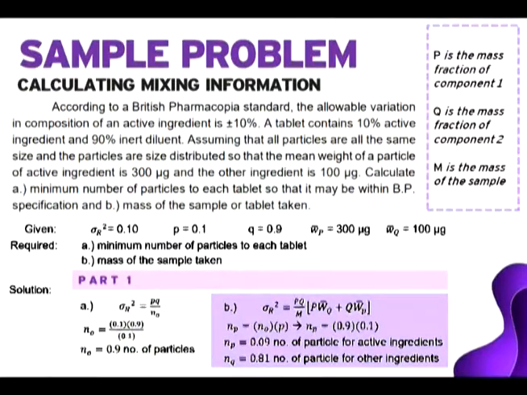To solve for letter B, which is the mass of sample taken, we use the variance equation by Poole and Taylor, in which we first calculate our N sub p and our N sub q, which is the total number of particles for the two components.